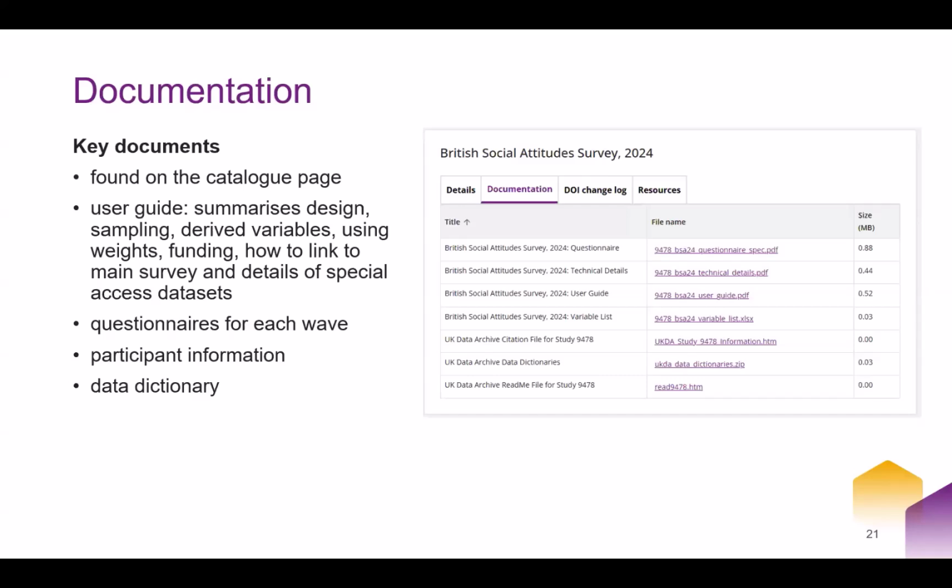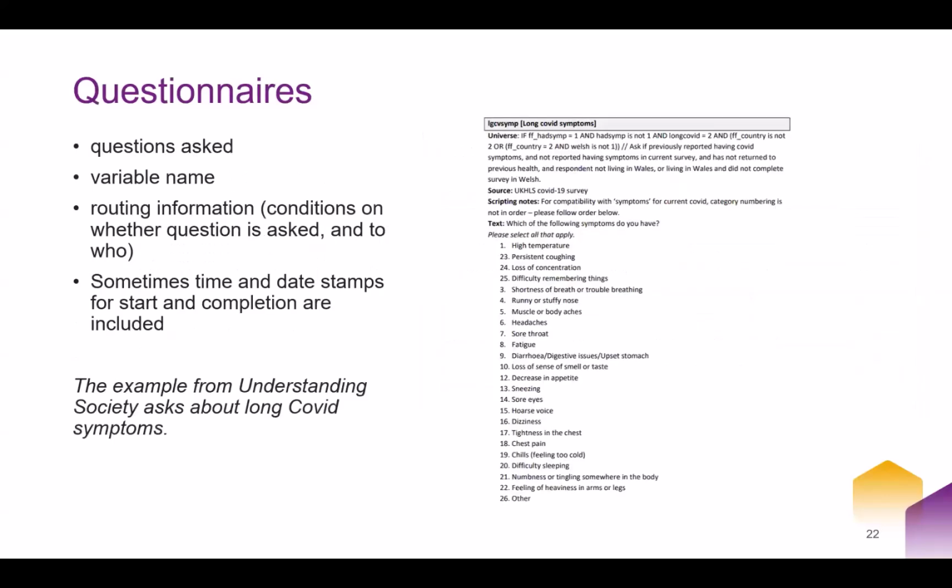Here we have an example screenshot of the British Social Attitudes Survey from last year. And so when you view a survey page from the UK Data Service Catalogue, you can access all this documentation: user guides, questionnaires, participant information, and a dictionary, which are essential sources for correct and meaningful use of the data. Sometimes you have much more documentation. These are essential ones. Let's talk about questionnaires.